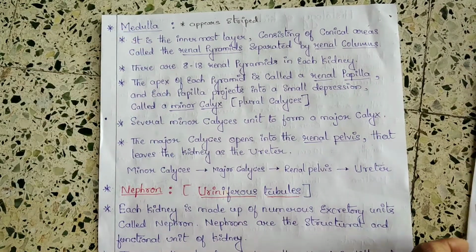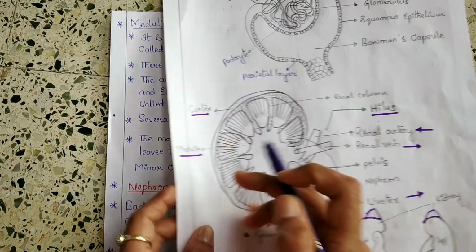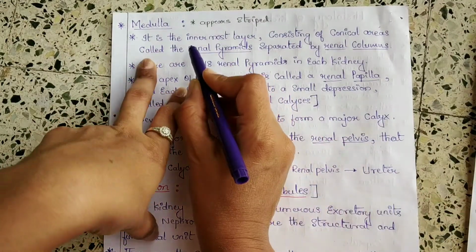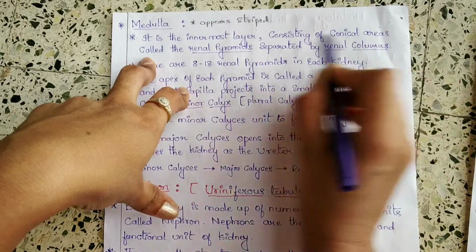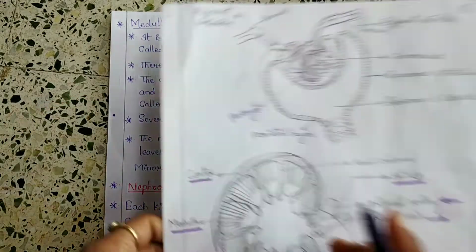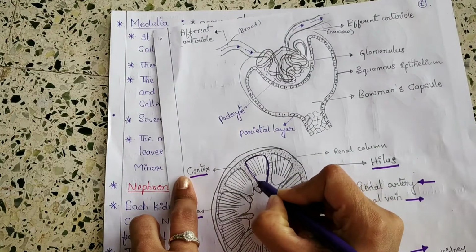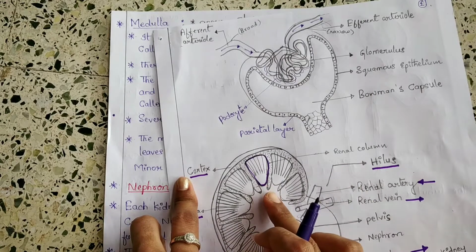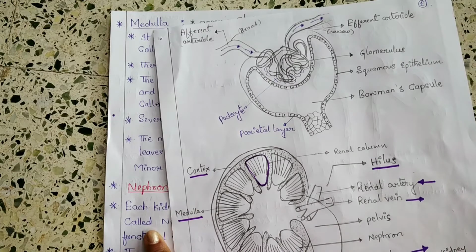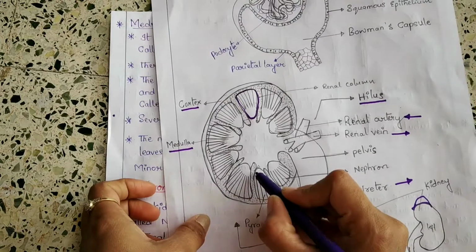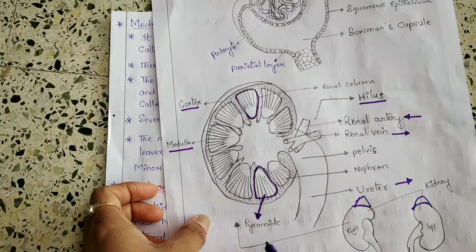So the medulla, you can look at in the diagram here, this region is called the medulla. It is the innermost layer consisting of conical areas called renal pyramids. You can see the conical areas in the diagram. These conical areas are called renal pyramids, which are conical in shape.